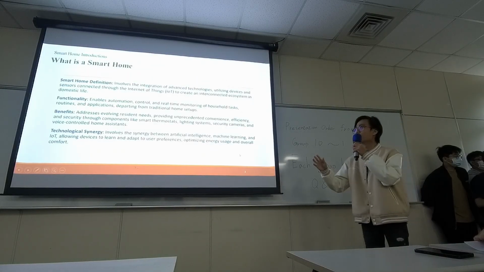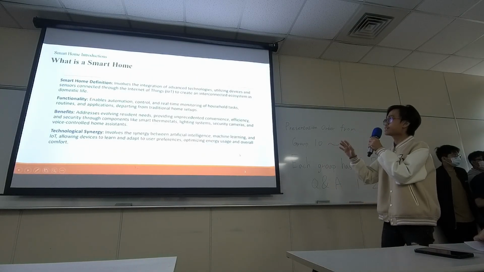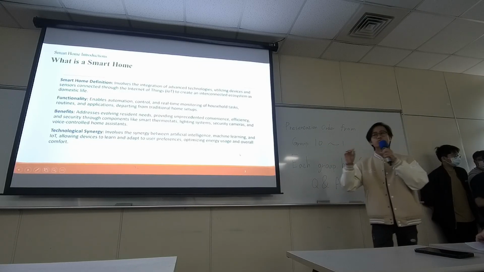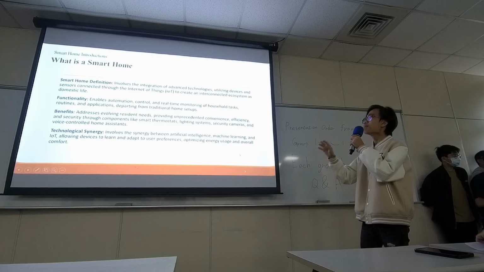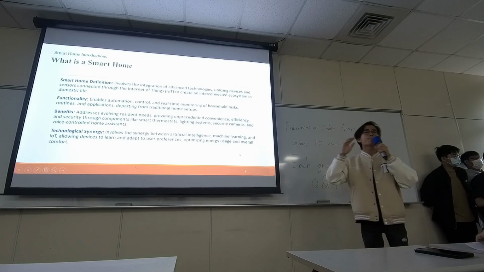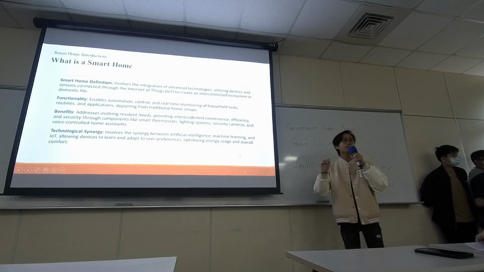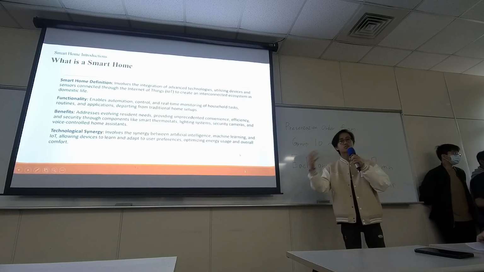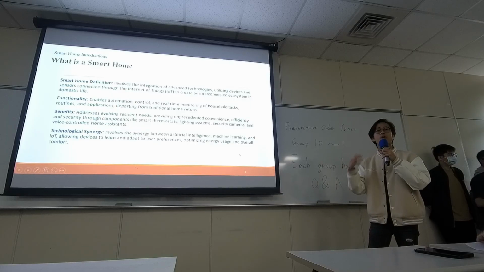So what is a smart home? Smart home involves the integration of advanced technology, which is a home that has been integrated with IoT technology. But the functionality is we are departing from the traditional home because we cannot live always developing from time to time. That's why we need to develop our home system.